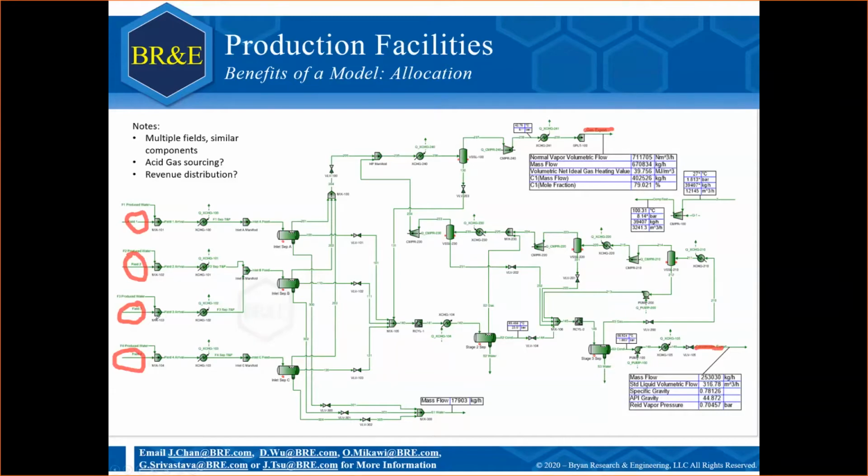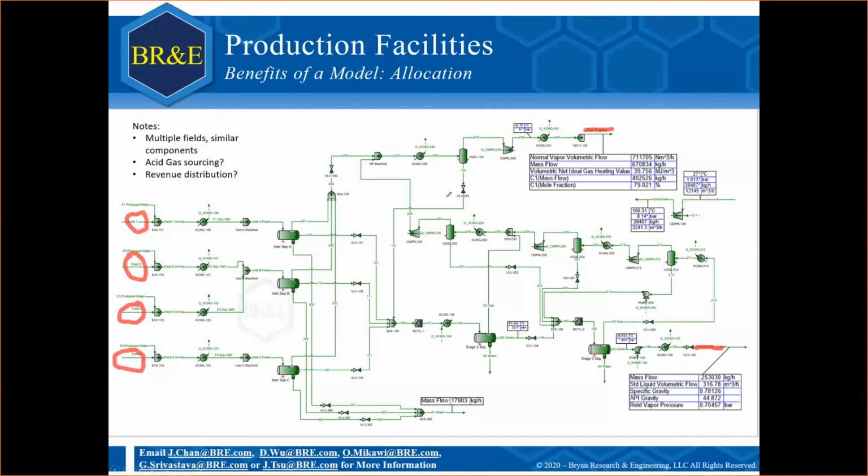Using ProMax, you can set up an allocation report for it to tell you how much of the gas comes from, say, field 2, and how much of the condensate comes from field 2 in order to pay that field the appropriate revenue.